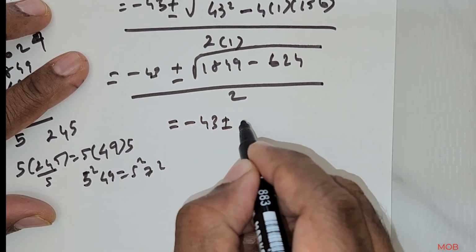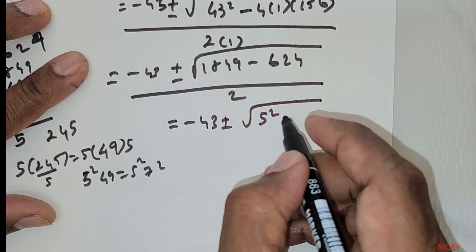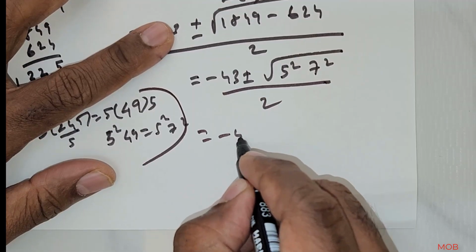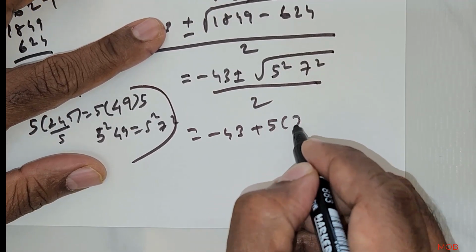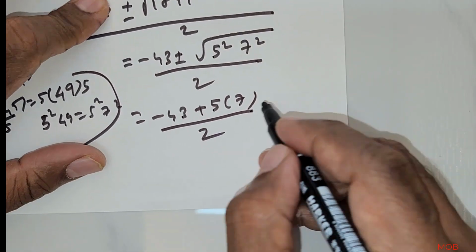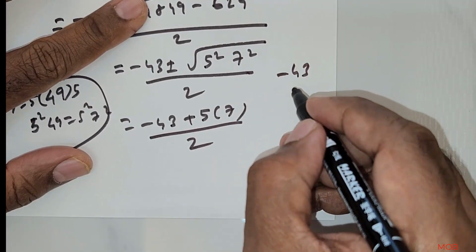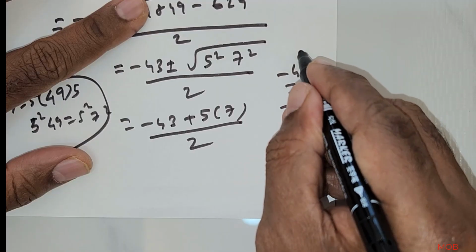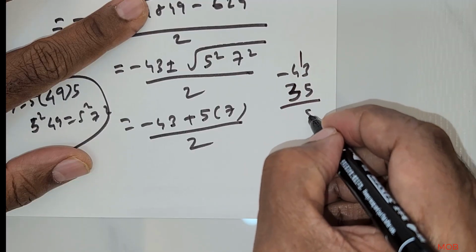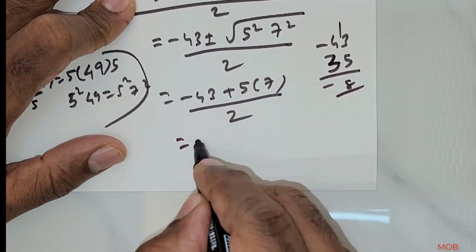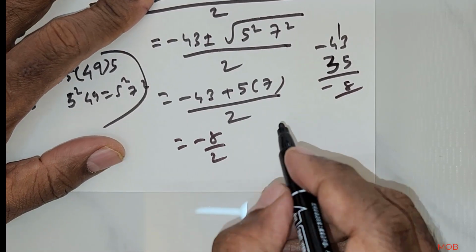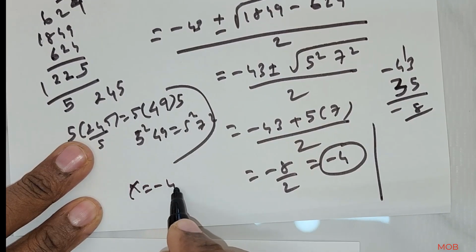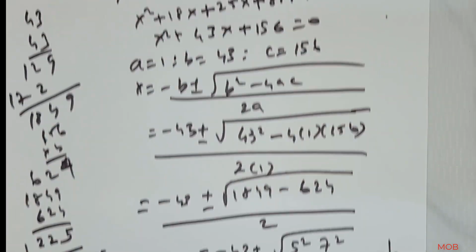So negative 43 plus or minus the root of 5 squared and 7 squared, divided by 2. This is negative 43 plus or minus 5 times 7, divided by 2. So from 43 I take away 35. What do I get? I get negative 8. So negative 8 over 2, which is negative 4. So we have this point, x is equal to negative 4, and we move to the next.